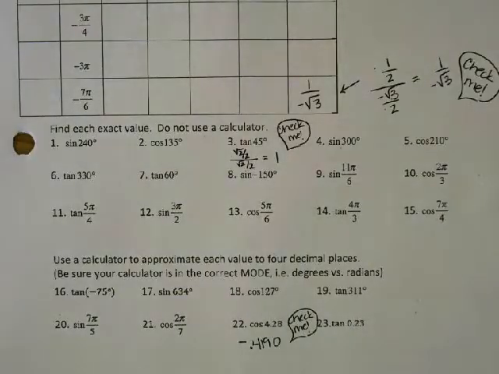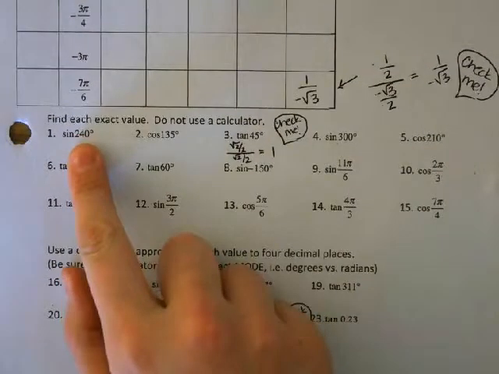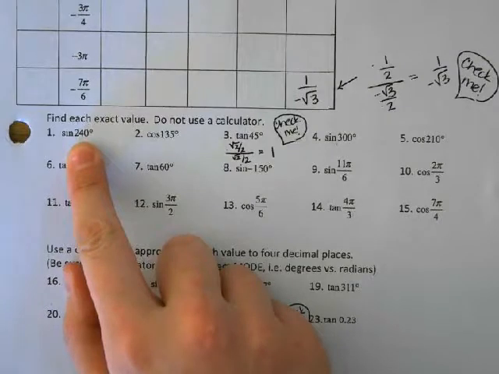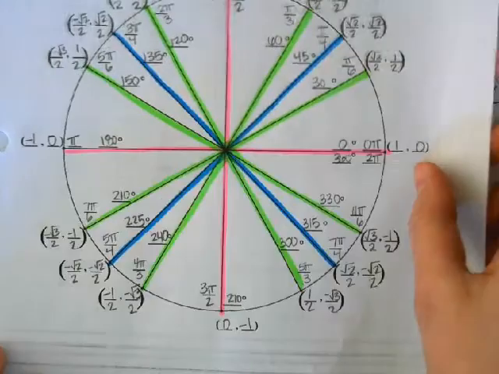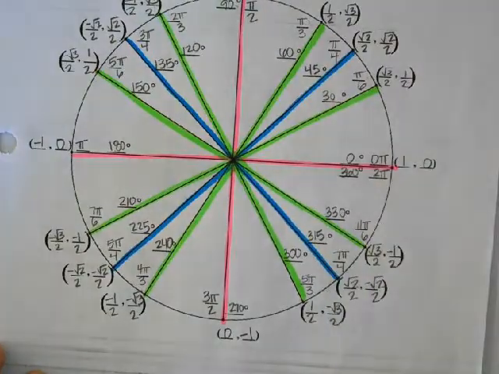Okay, so from now on, when you are looking at an angle, and you recognize, and you'll get better at this because you'll get more familiar with it, that the angle is on the unit circle, then you do not get to use a calculator. So 240 is on the unit circle. I want you guys to find it.